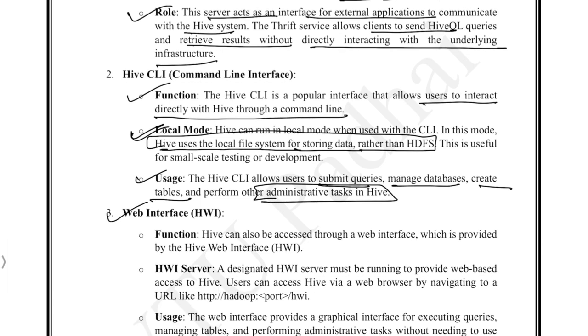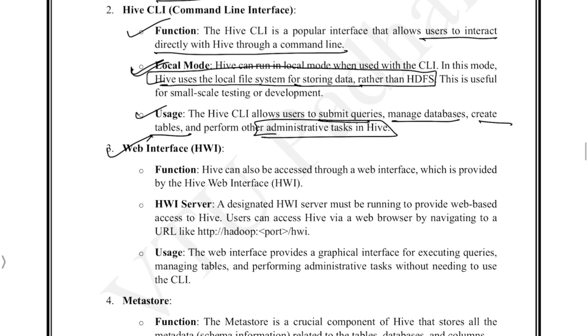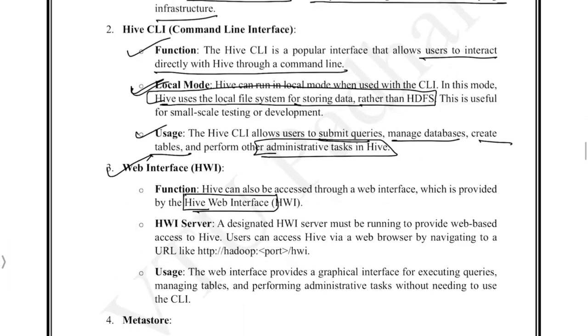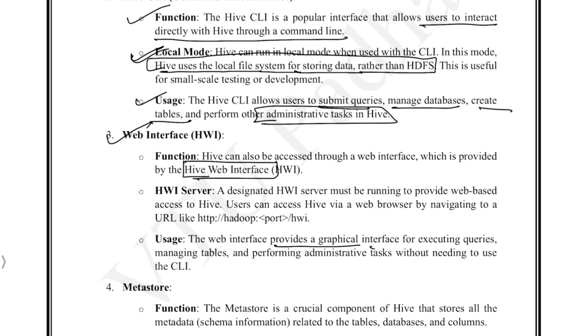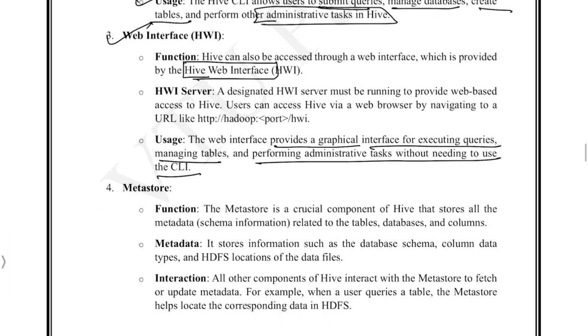Next is the web interface, HWI. It is mainly access to the Hive web interface. The HWI server is nothing but a website. It also provides a website for Hive, and a graphical interface for executing queries, managing tables, and performing administrative tasks, as an alternative to the CLI.